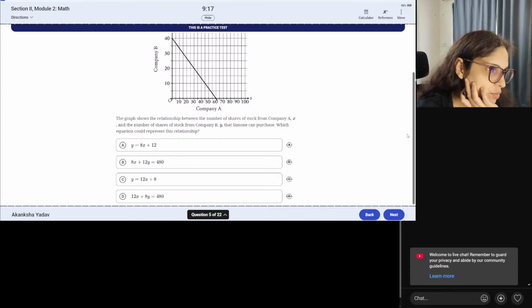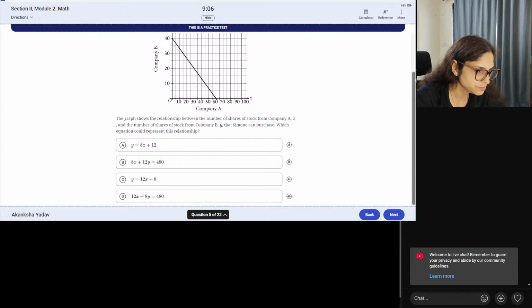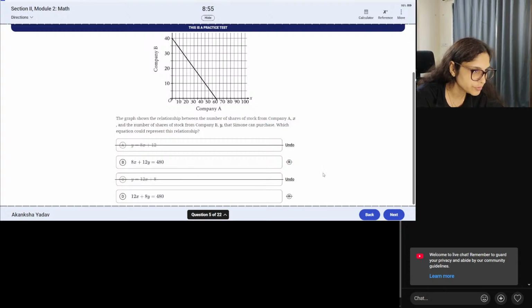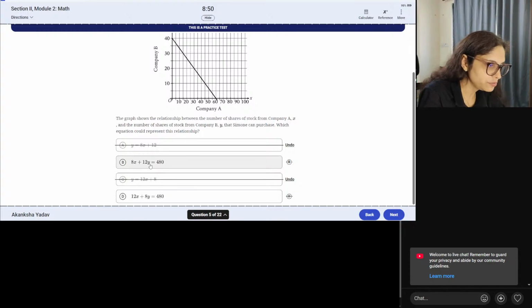The graph shows the relationship between the number of shares of stock from company A, x, and the number from company B, y, that Simon can purchase. Okay. So the y-intercept is 40, so y is equal to 8x plus 12 is gone. y is equal to 12x plus 8 is also gone. So the y-intercept should be 40, so 480 divided by 12 is 40. 480 divided by 8 is 60, so option B.